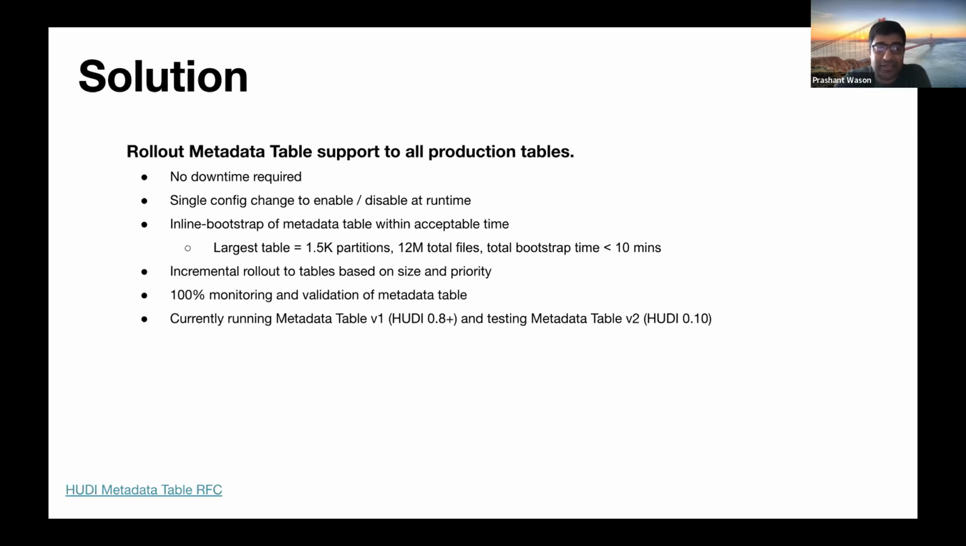I've highlighted our largest table, which has 1500 plus partitions and 12 million total files. The total bootstrap time was less than 10 minutes. So we really optimized the bootstrap of these tables, which also helped us in disabling and re-enabling the table at will without having to worry about missing SLAs or slowing down the pipelines. And we did an incremental rollout to the tables based on size and priority, starting from the lowest priority and smaller tables going up to the largest one.